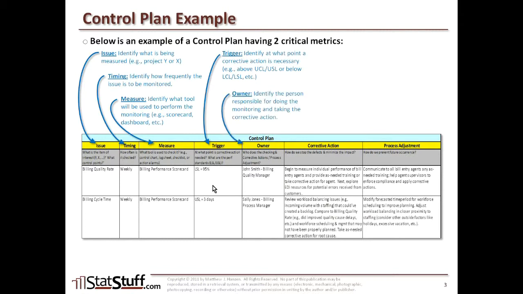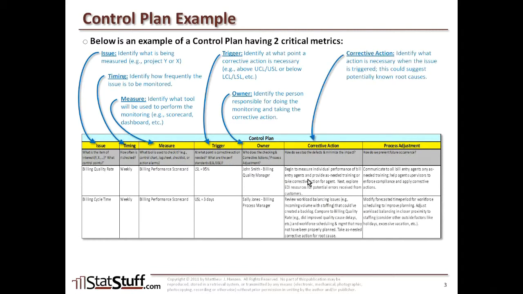So next, in the owner column, who's going to be doing the monitoring and who's the one who's responsible for it? This is where we're going to track that responsible party, the one who's going to be doing the monitoring and who's going to be responsible for taking the corrective action if we happen to see the metric or issue go outside of our expected limits and hit these trigger points.